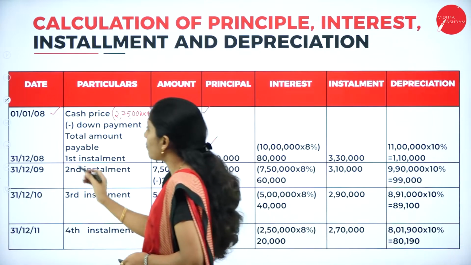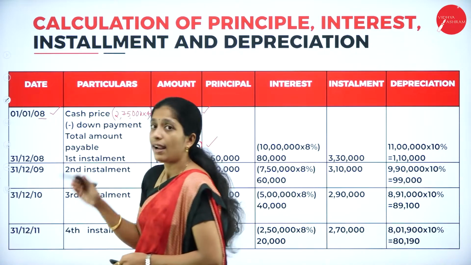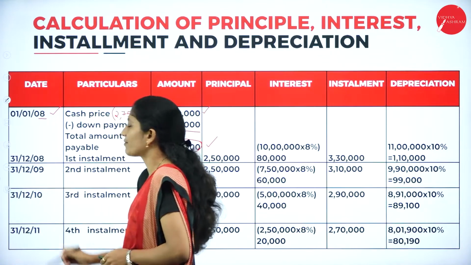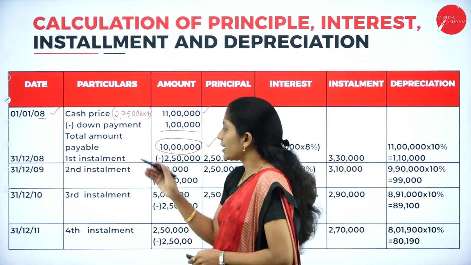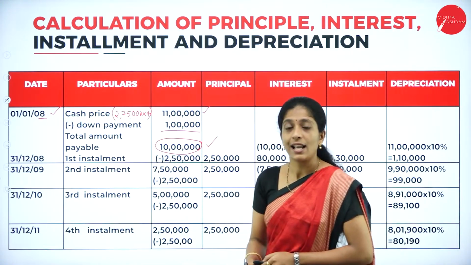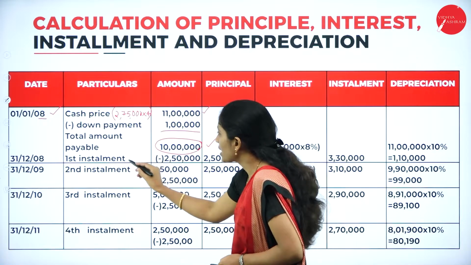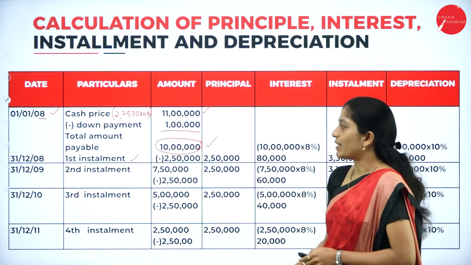Now we have purchased the asset in 2008. End of 2008 is how much? 31st December 2008. We are going to make our first installment. Now let us see our first installment.